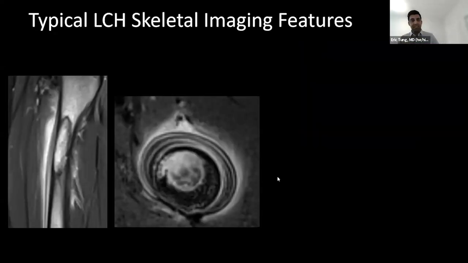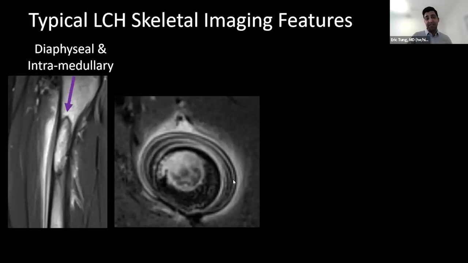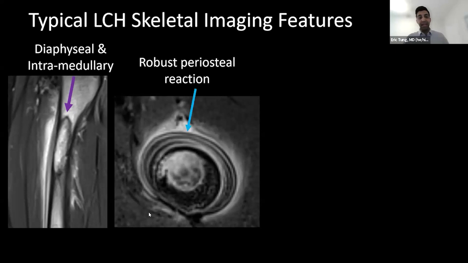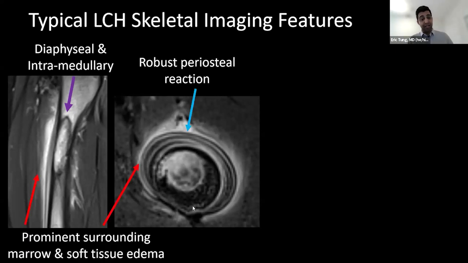And so when we think about some of the typical LCH skeletal imaging features, when we see these lesions in long bones, they're often diaphyseal and intramedullary, and they have robust periosteal reaction and prominent surrounding marrow and soft tissue edema. And so this is why this is on the differential for an inflammatory lesion or something like an osteoid osteoma. Keep in mind, this is not a great look for an osteoid osteoma, given its elongation. Osteoblastoma is another thought, and certainly on the differential.